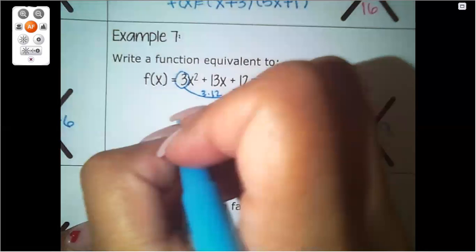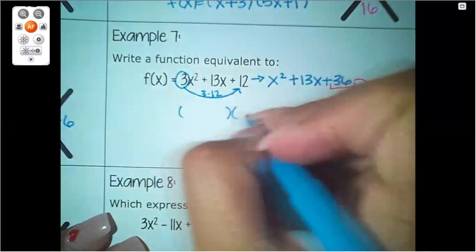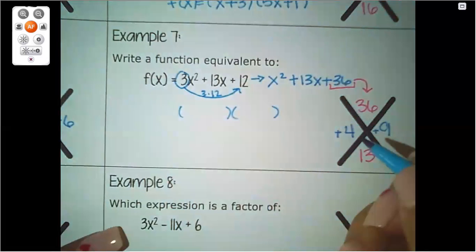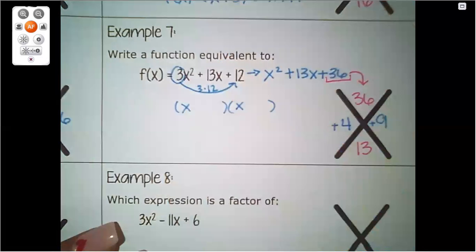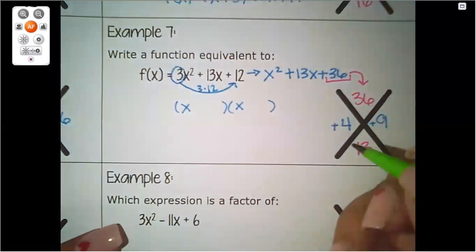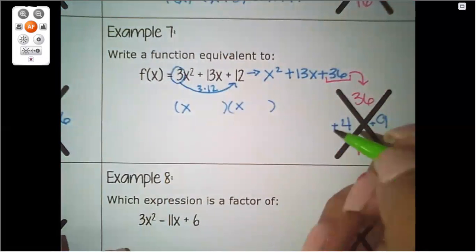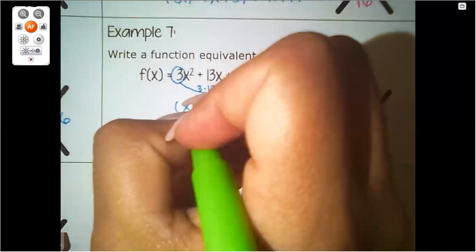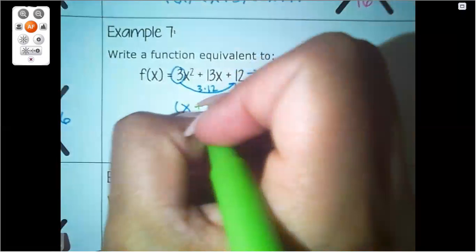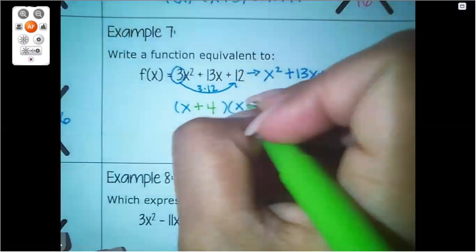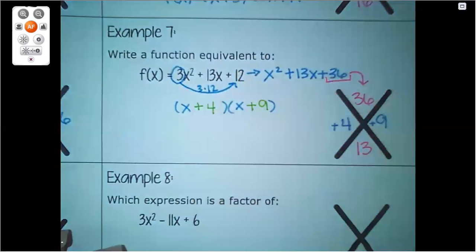Now, what do I do with those answers? I put them into my binomial. Now, what variable are we working with? Okay. And the first binomial is going to be what? Not 4, not plus 4. Say it all together. X plus 4. Good. And the second one? X plus 9. Are we done?